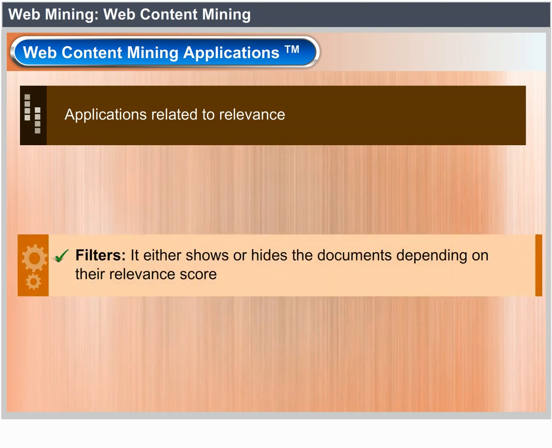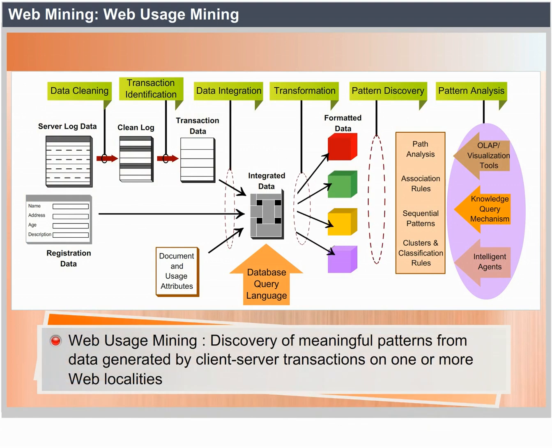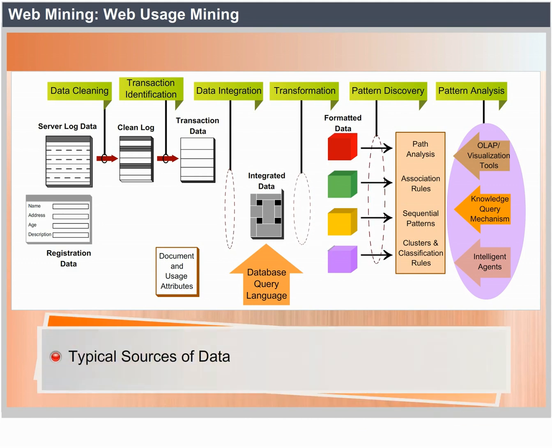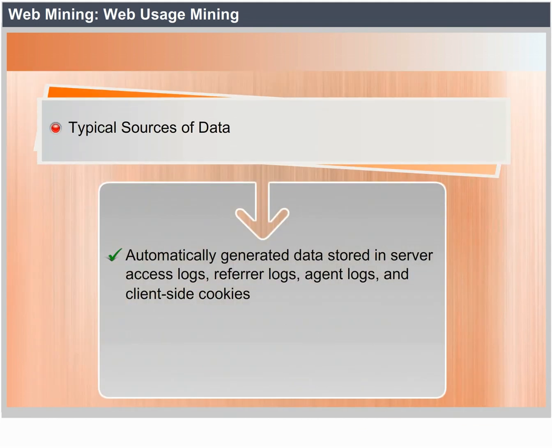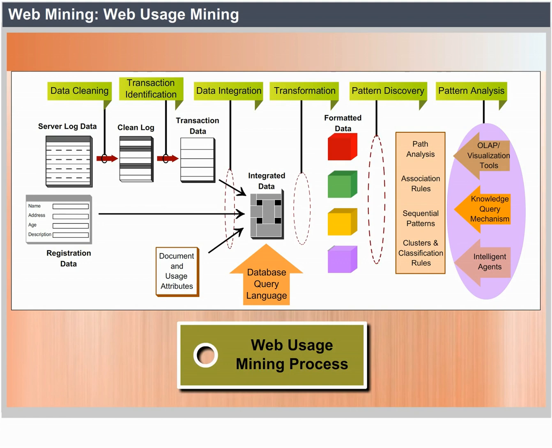Web mining. Web usage mining. A web is a collection of interrelated files on one or more web servers. Web usage mining is the discovery of meaningful patterns from data generated by client-server transactions on one or more web localities. Typical sources of data: automatically generated data stored in server access logs, referrer logs, agent logs, and client-side cookies; user profiles, metadata, page attributes, content attributes, usage data. Figure shows the web usage mining process. Figure shows the pre-processing architecture.